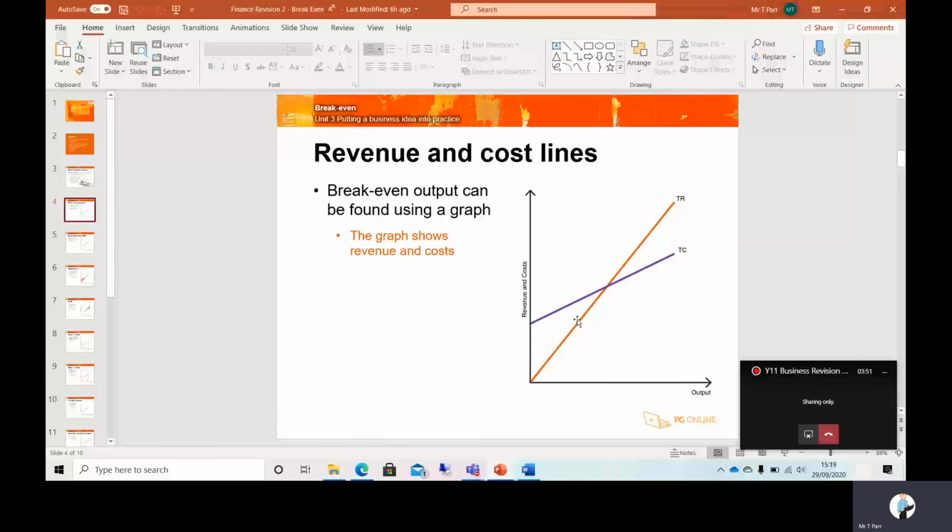Now, hopefully you should have remembered from last revision session that our total costs are our variable costs plus our fixed costs. So fixed costs would be there, and then the variable costs go up as we produce. So that's why our total costs start there and not from the 0 axis. Okay, so that shows our revenue going up like that, nice and steep, and there is our costs going up like that.